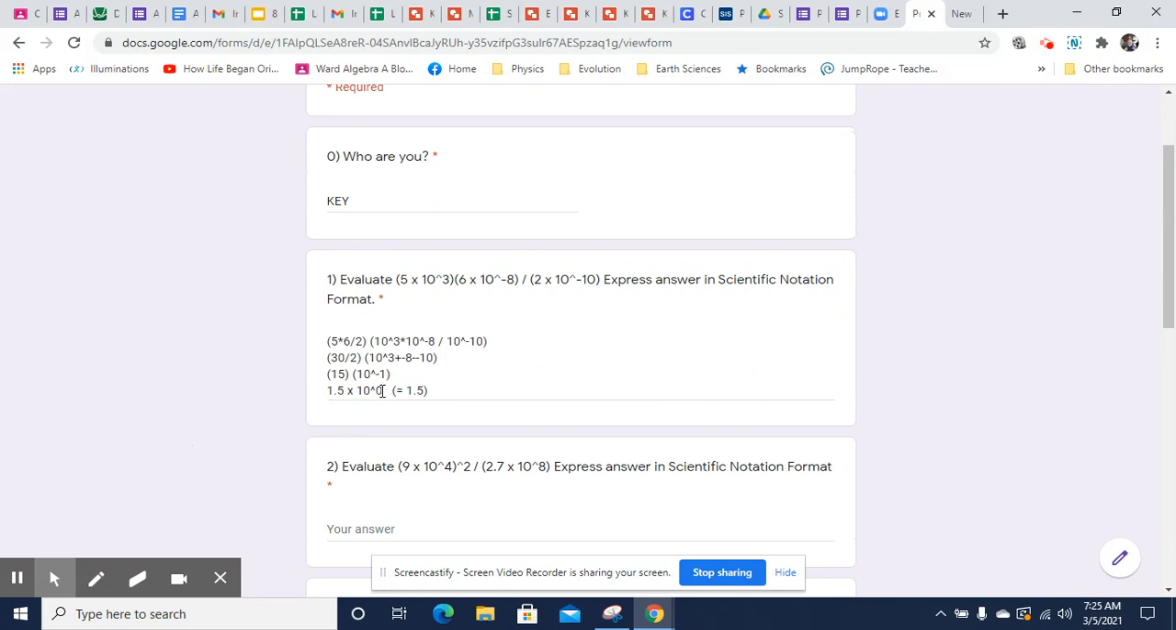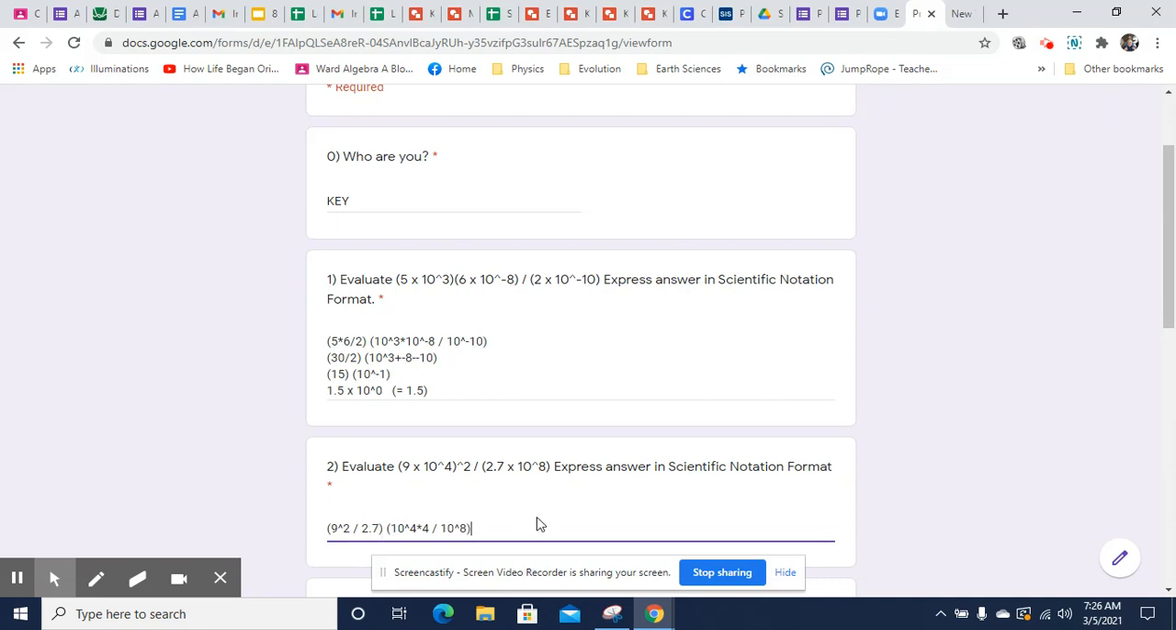But putting it inside of a notation is this, and that's all you had to do. Evaluate 9 times 10 to the fourth to the second over 2.7 times 10 to the 8th. So let's group things. I'm going to have 9 squared over 2.7. And then over here I'll have 10 to the fourth to the second. And that's going to be divided by 10 to the 8th.